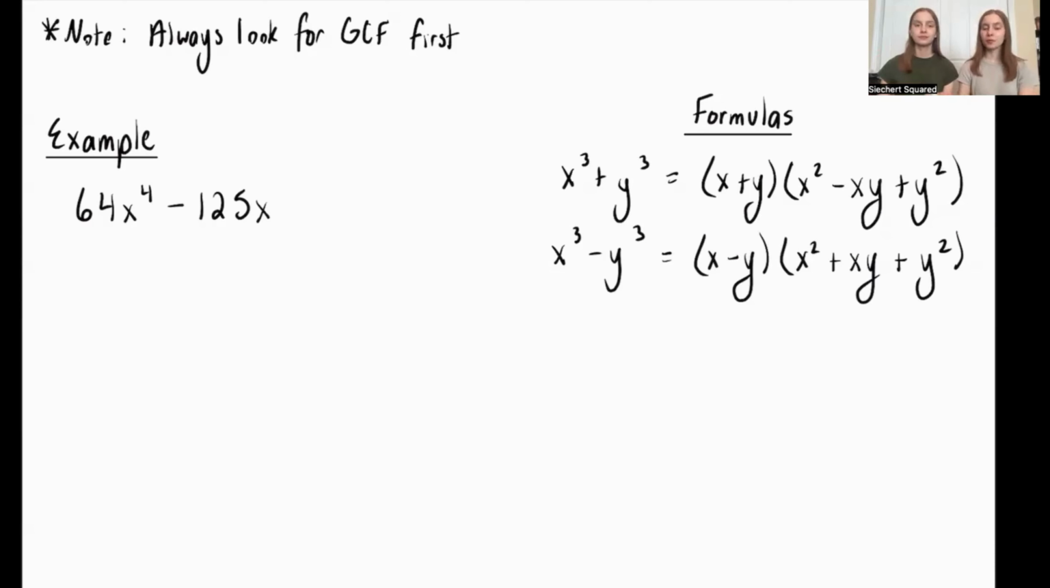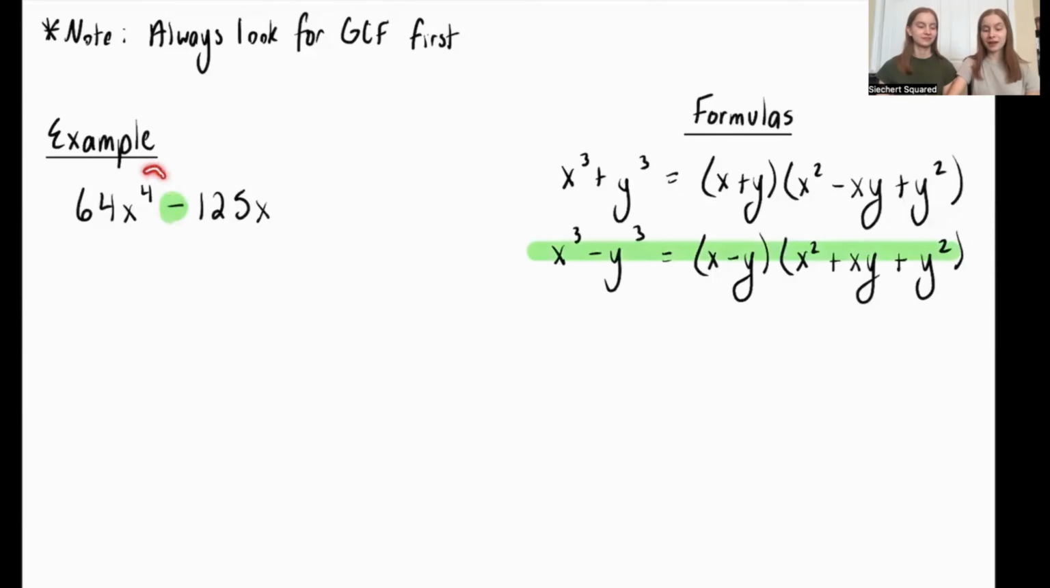So for our next example, we are going to factor 64x to the fourth minus 125x. First things first, we have a subtraction. So that is going to be us using this difference of cubes, just like the last one. We have to look, though, before we do anything else, for the GCF first. Every single time, no matter what factoring problem you're doing, you have to look for a GCF. GCF is very important. It shows up a lot.